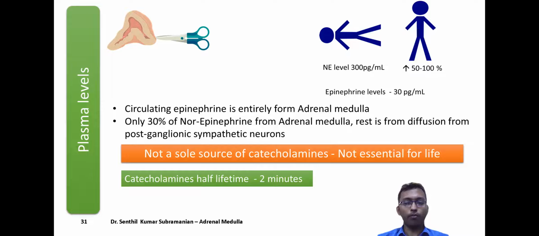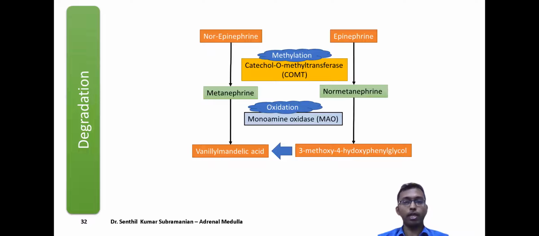Further, the catecholamine half-life is very short, only 1 to 3 minutes, that is, around 2 minutes. This is because they are immediately acted upon by the enzyme catechol O-methyltransferase, which methylates norepinephrine and epinephrine to form normetanephrine and metanephrine respectively. They are further acted upon by monoamine oxidase to form vanillyl mandelic acid and 3-methoxy-4-hydroxyphenylglycol. Because of the rapid action of these enzymes, norepinephrine and epinephrine are degraded fast. Hence, the half-life of these catecholamines is about 2 minutes.